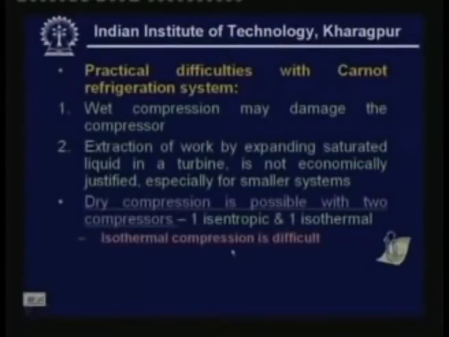However, you find that isothermal compression is difficult in practice, and the cost also will go up because you are using 2 compressors instead of 1 compressor. Okay. So, these are the practical difficulties with Carnot refrigeration systems.